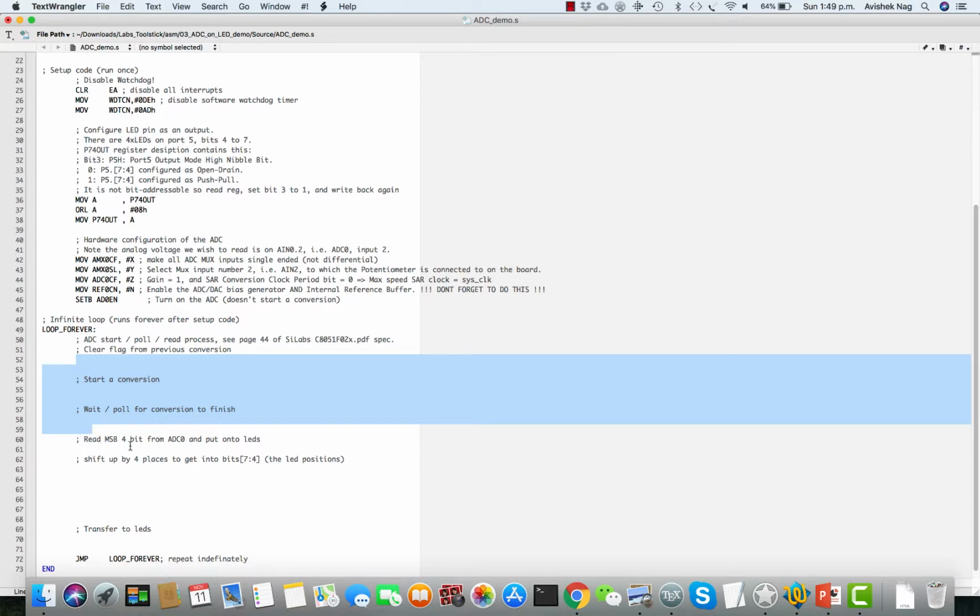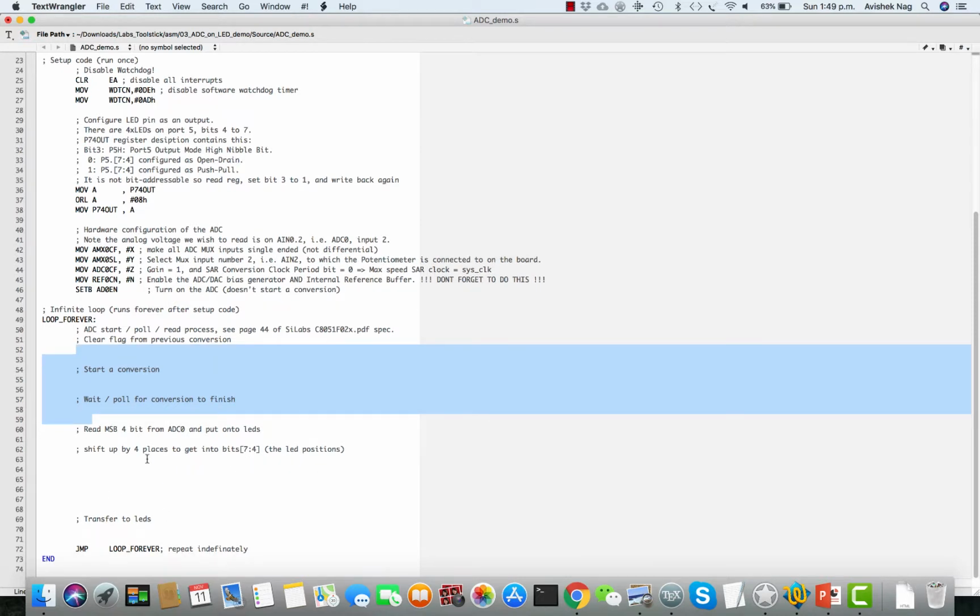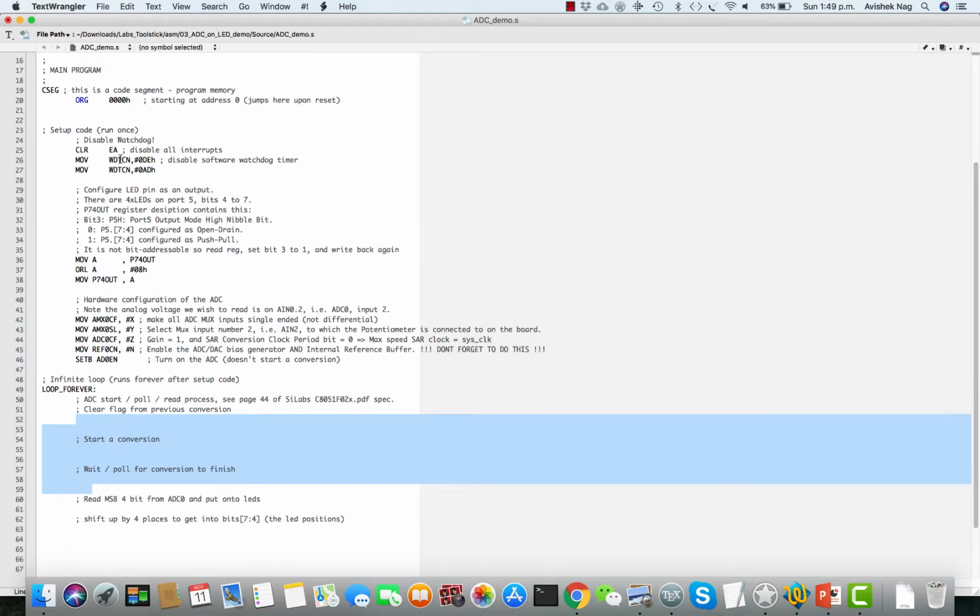So you have to read only the 4 MSBs, because your LEDs are connected to the 4 pins of port 5. So you have to only read the 4 MSBs and shift up by 4 places, so that they are properly connected to the LED positions, and then you have to transfer them to the LEDs and then repeat this particular loop forever. So that's all about your lab 4 introduction.